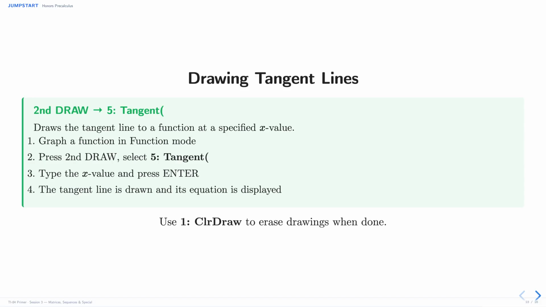To draw tangent lines on your graph, press the second key, then Draw and select the Tangent option. This allows you to draw a tangent line to a function at a specified x value. After graphing your function, enter the x value for the tangent line and the equation will be displayed. You can use the Clear Draw function to erase any drawings when you're done.